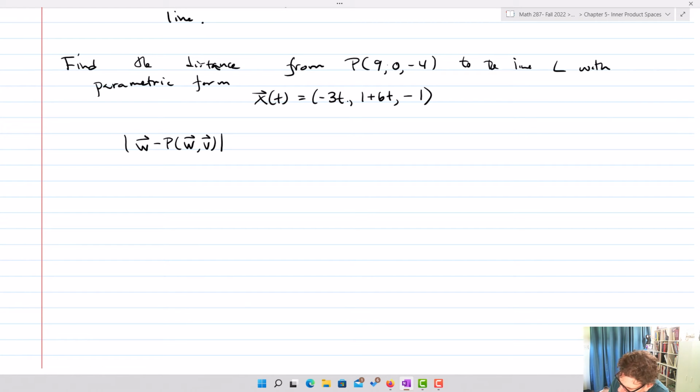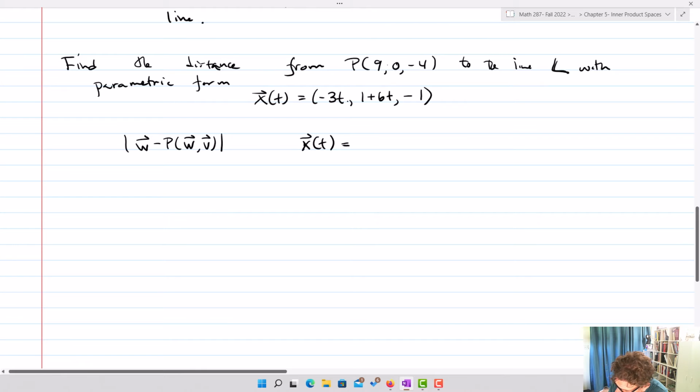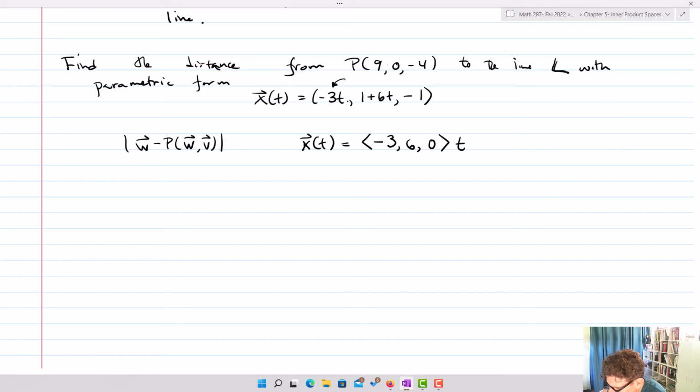The first thing I'm going to do is rewrite L, and we'll call it x of t. We can rewrite x of t with the direction vector negative 3, 6, 0, times t, because you can see the coefficients for x, y, and z are negative 3, 6, and 0. Plus this point, which is going to be Q, and that is 0, 1, negative 1.